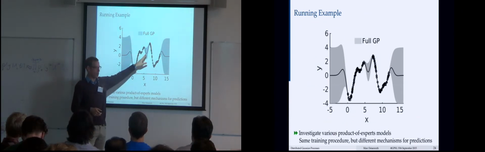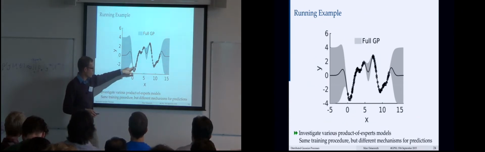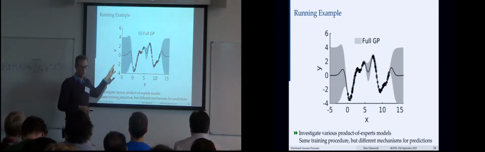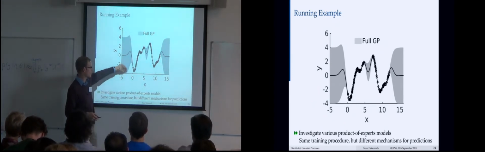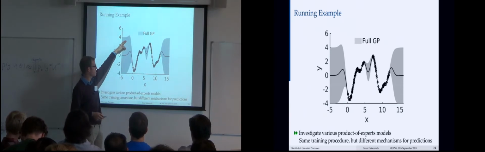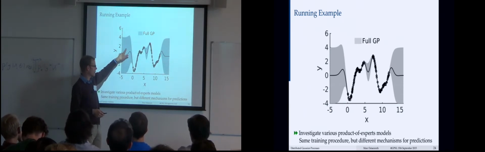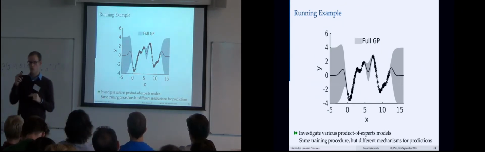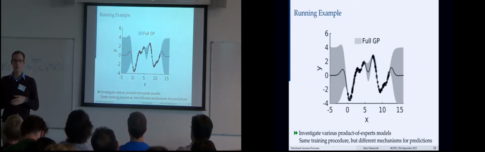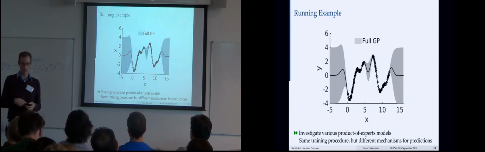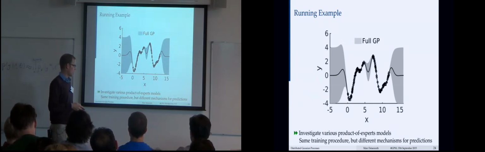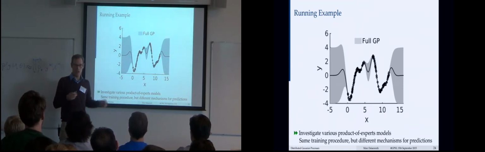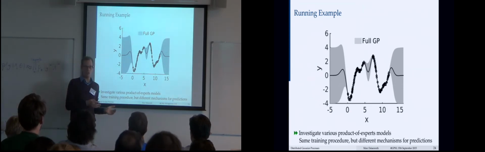I have a bunch of data points here. So these observations are these circles, and I can fit a full Gaussian process to it, whose 95% confidence bound is given by this shaded area, and the posterior mean is this black line. And now I'm going to look at all of these 4 models that I mentioned earlier and see how well they approximate this particular Gaussian process. So the other models are trained in the same way. The only difference is in the prediction.